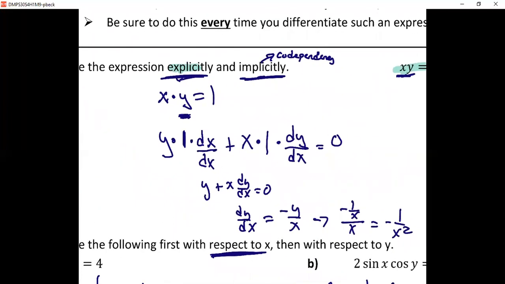Codependency means that x and y do work in interaction with each other. For instance, if x equals 2, y is a half. And conversely, if y equals 2, x is a half. The two don't necessarily depend on each other, but they work together to come up with the overall solution. Now, when it comes to implicit differentiation, we need to look at our overarching function that's still here. This function is the product.